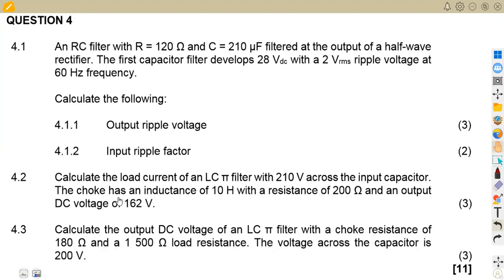Let us see. We are given, in this case, an RC filter, that is, a resistor and capacitor combination, filtering the output of a half-wave rectifier. The first capacitor filter develops 28 VDC, which is the voltage, and the RMS ripple voltage is given as 2 volts at a 60 hertz frequency. That is the information that we're given in this case.